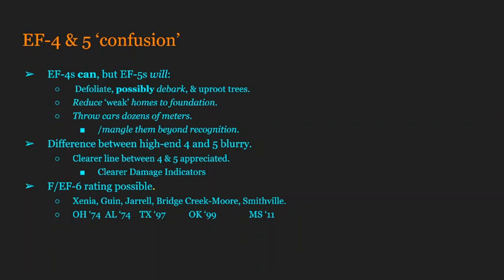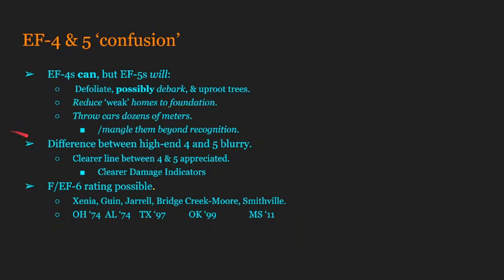EF4s can reduce weak homes to foundation, which is called slab. It's called being slabbed, or just wiping it from existence. Take whichever one you want. EF5s will be reducing homes to foundations. EF4s can throw cars dozens of meters. EF5s will be throwing cars hundreds of meters or yards. Doesn't really matter, they're very similar, and likely mangling them beyond recognition in the process.